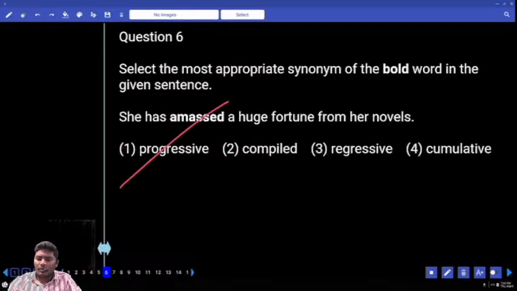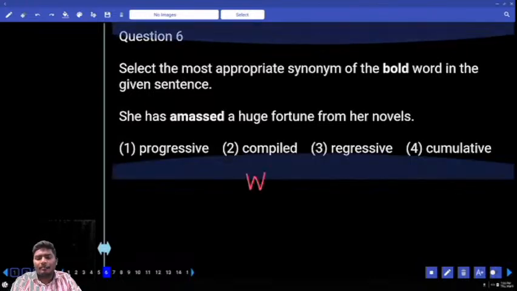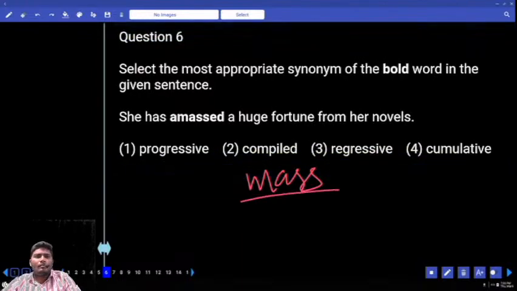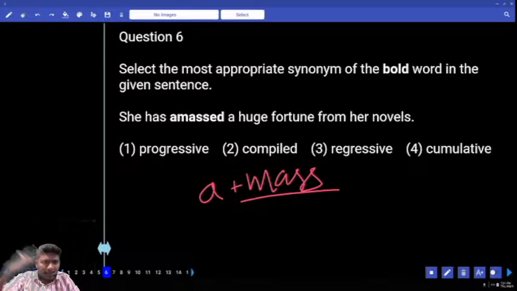Next, move to 6. She has amassed. First underline the word mass. Write this separately. M-A-S-S, mass. What do you mean by mass? Mass is anything that is a large group of people. We say mass of people. Mass of people is in the sense a large group of something. We have one more word here. When you add the word a, this changes into verb form. Amass is nothing but gather all the people. She has amassed a huge fortune from her novels.